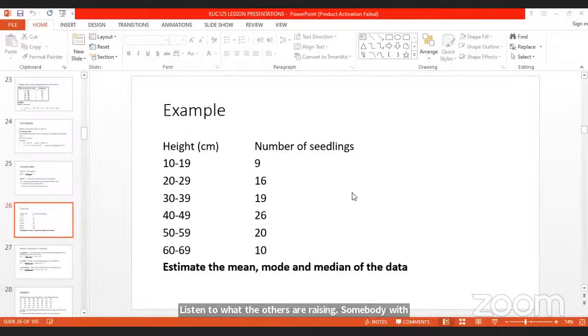Yes, we can listen to order. Listen to what others are raising. I think somebody with the Techno BF7, your hand is up. I wanted you to repeat, to go through again. Finish your 7. Somebody wanted that we repeat? No. Yes. Percentile.